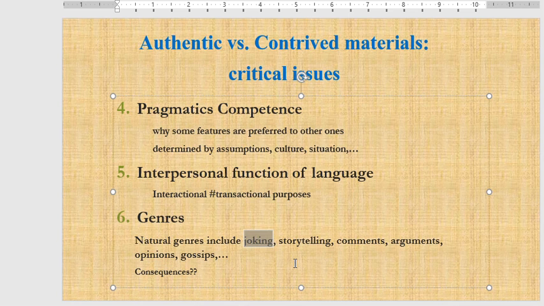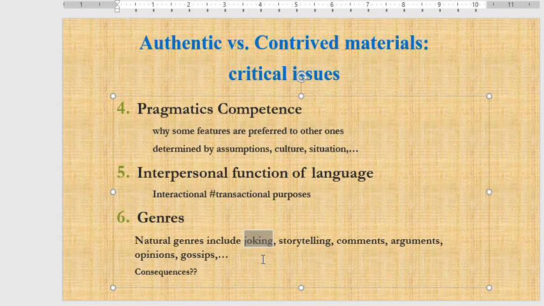are you crazy? Are you mad? You're writing this way? What is happening to you? What has happened to you? So these things are very serious. In contrived materials, genres are missing.